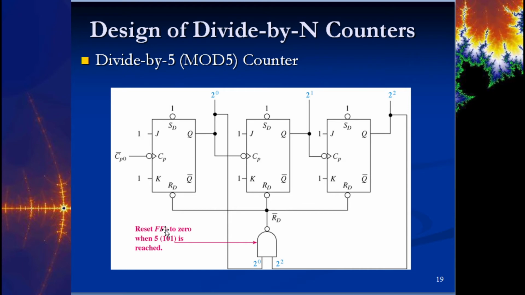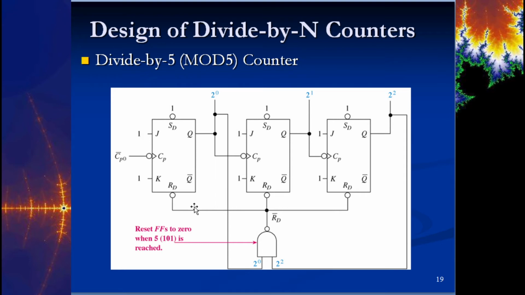So this says it resets the flip-flop to 0 when 5 is reached. Now this is a mod 5 counter. It's going to count from 0 to 4: 0, 1, 2, 3, 4. That is 5 separate counts. So what's happening here is after it counts 0, 1, 2, 3, 4, 5, this one is going to be high and this one is going to be high, because binary 5 is 1, 0, 1. That's going to reset all of these back to 0, and my count is going to restart.